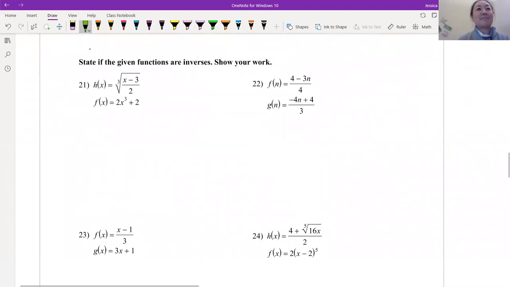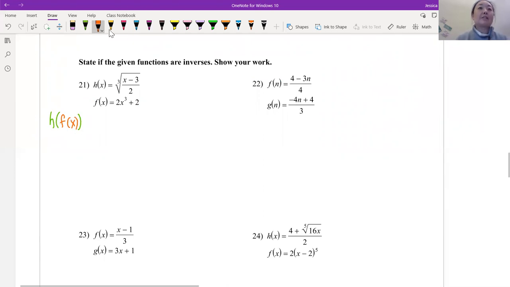All right. So if we take a look here, this is the last 4 that we're going to do, and we're done. It says state if the given functions are inverses. So just like we did for the other review sheet, we're going to put a function in a function and see if all the operations cancel each other out until we get nothing left but the x. Then we're good. But we've got to check both of those. So let's try h of f of x.